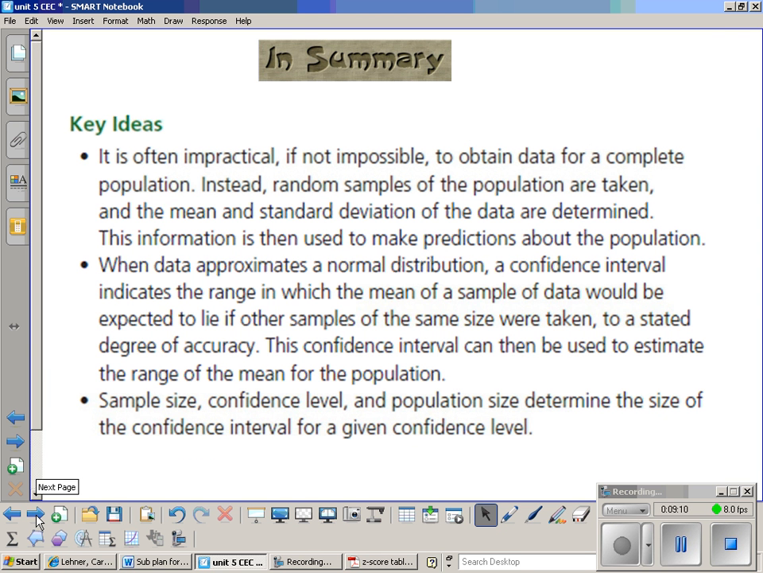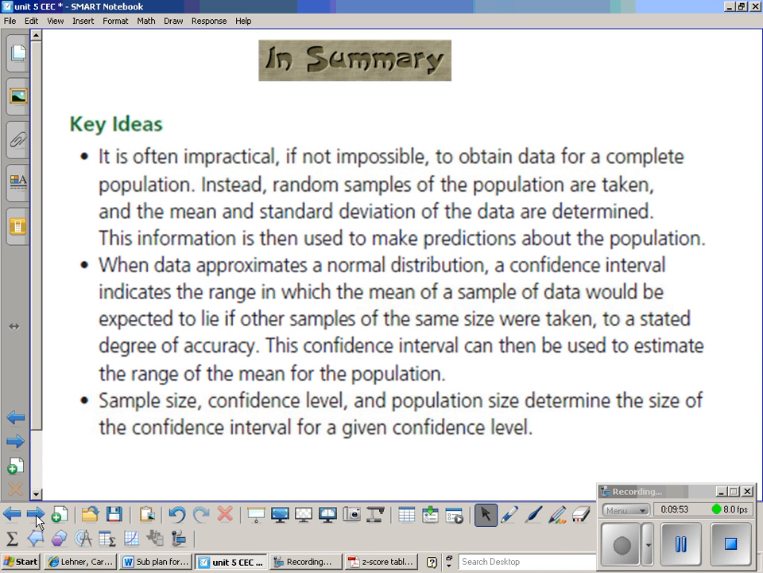So just some key ideas. It is often impractical, if not impossible, to obtain data for a complete population. Instead, random samples of the population are taken, and the mean and standard deviation of the data are determined. This information is then used to make predictions about the population. When data approximates a normal distribution, a confidence interval indicates the range in which the mean of a sample of data would be expected to lie if other samples of the same size were taken, to a stated degree of accuracy. This confidence interval can then be used to estimate the range of the mean for the population.